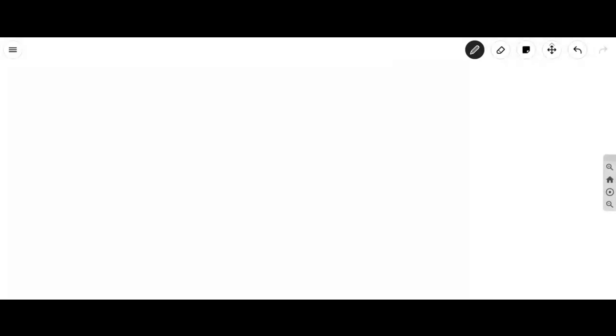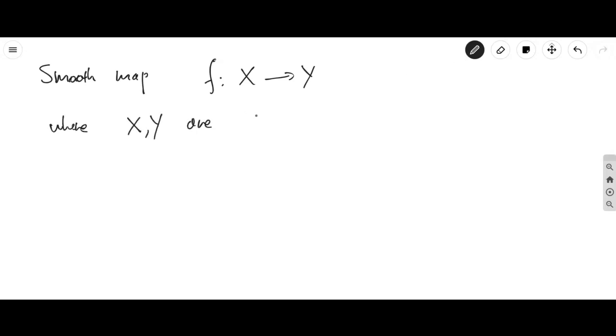Now we will define what it means to be a smooth map in a manifold sense. I'm going to define a smooth map between x and y, where x and y are smooth manifolds.